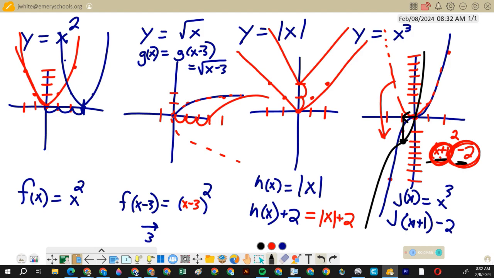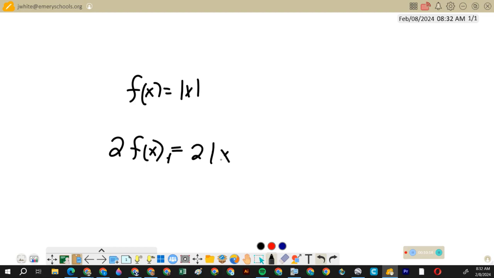All right. So what if I had 2 f of x. Let's say that my f of x was the absolute value of x. So 2f of x would be 2 times the absolute value of x. That 2 is on the outside, which means it will affect the y values. And if you double the y values, the graph is going to be taller.